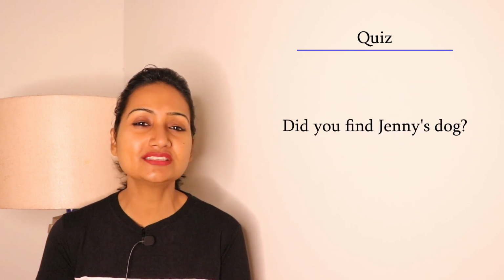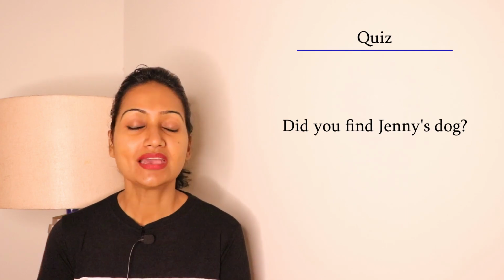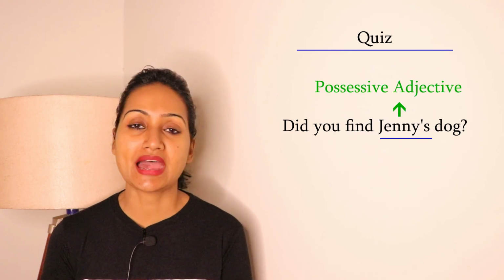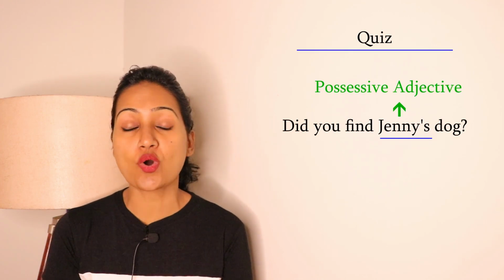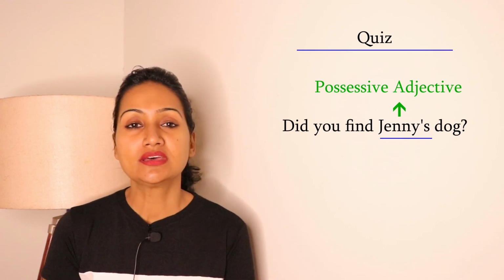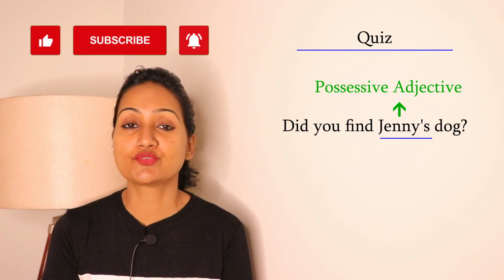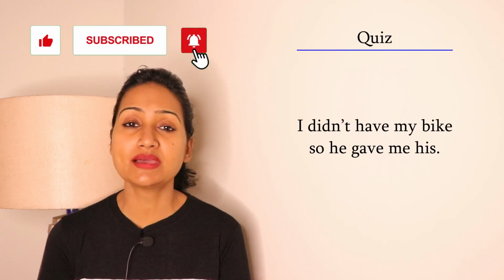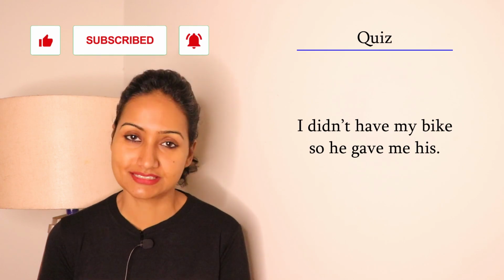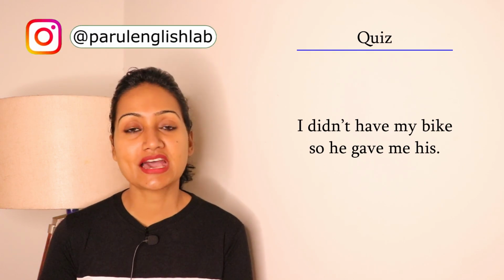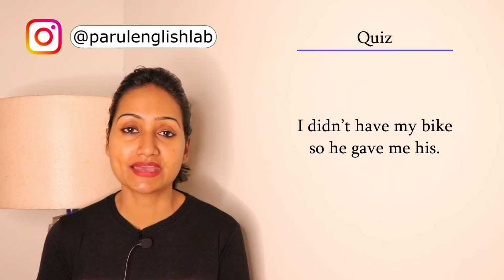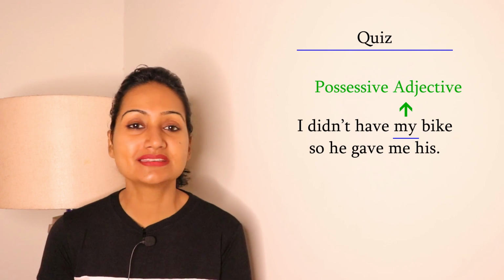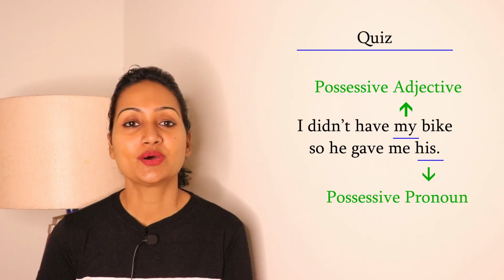Did you find Jenny's dog? Now in this sentence, Jenny's is again a possessive adjective, because Jenny's dog, it describes the dog, that's a noun, and it comes before a noun. So it is a possessive adjective. I didn't have my bike, so he gave me his. In this sentence, we have both. I didn't have my bike. So my is a possessive adjective. He gave me his, and his is a possessive pronoun.